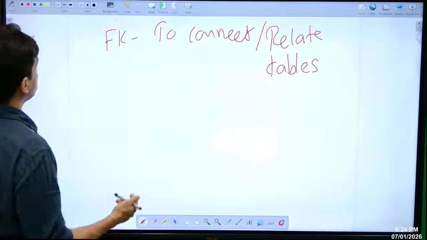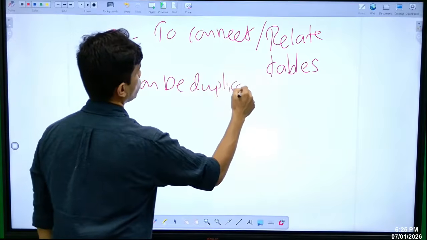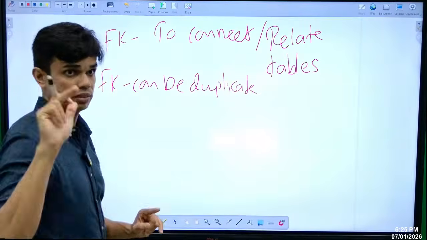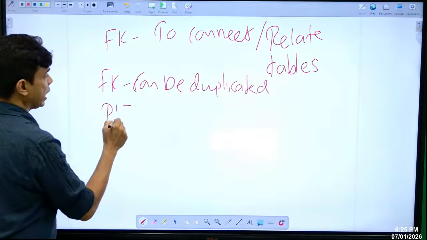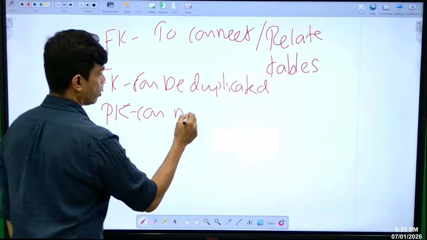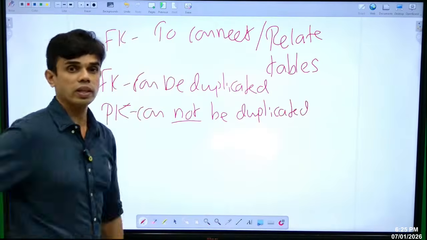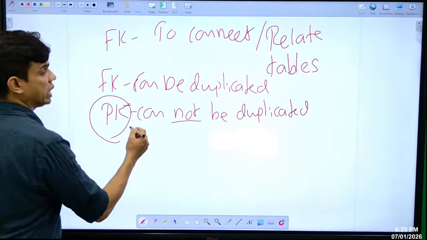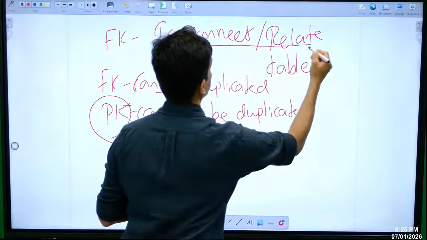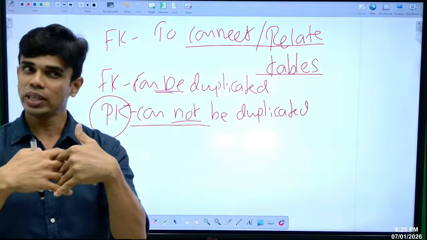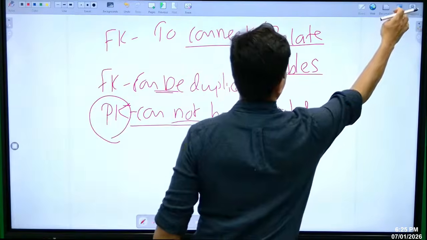The other important keyword. If you want, you may take these into your notebooks. This is revision only. Primary key cannot be duplicated, foreign key can be duplicated. Correct? So the primary key can never be duplicated, but the foreign key can be duplicated. It's fair, no. And the use of the foreign key is to connect or relate tables to one another. Now I think you are clear on these points. They are the tested areas in the questions. We'll see further.